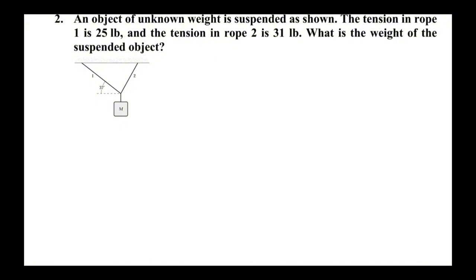An object of unknown weight is suspended as shown here. We don't know the weight for this object. The tension in rope 1 is 25 pounds, so this one, let's name it T1, equal to 25 pounds. And the tension in rope 2 is 31 pounds, and this one, T2 equal to 31. What is the weight of the object?